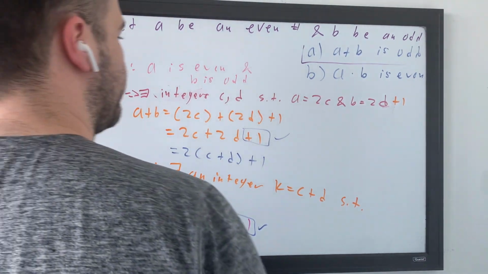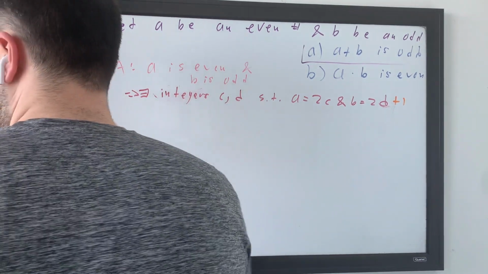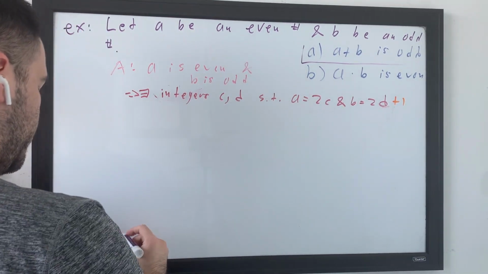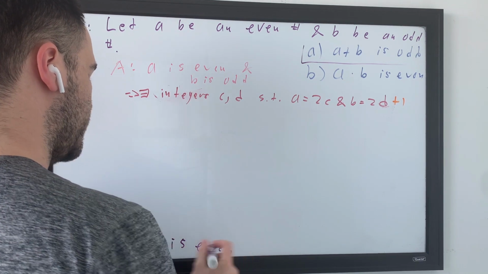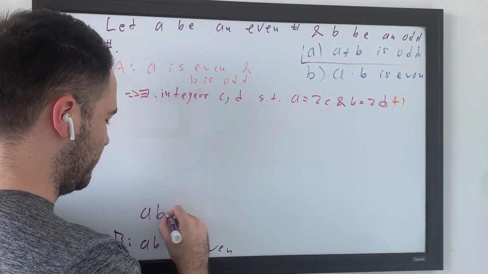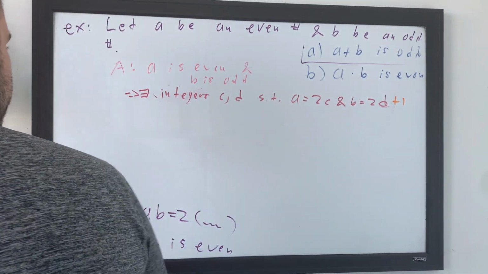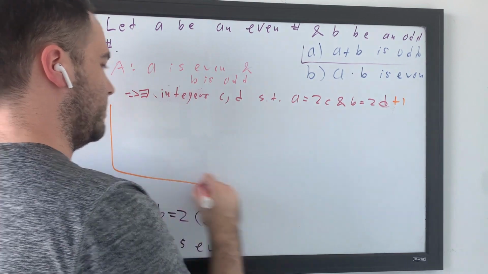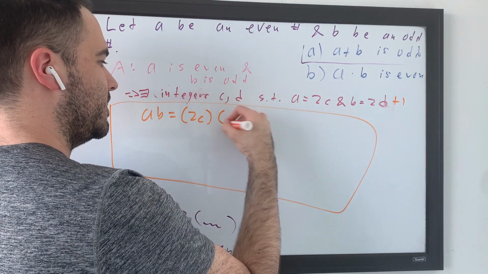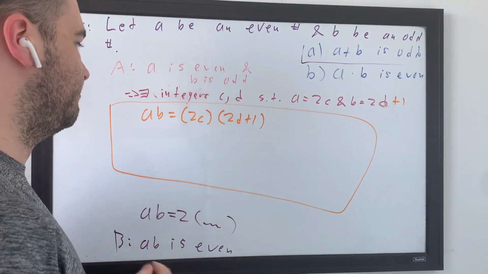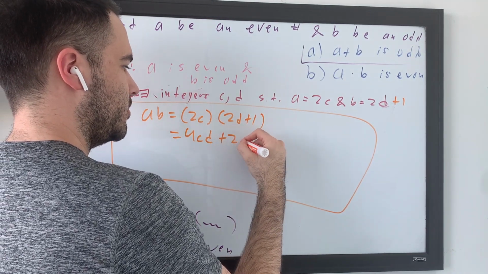Now we can do part B. So again, the first part of this is going to be the exact same. Our assumptions are the same as in part A. Now the only thing that's going to change is that A times B is even. And working backwards, we need to show AB is equal to 2 times something else. Okay, so let's start with the math in between. AB is equal to 2 times C times (2D plus 1). And we can technically expand this out to be 4CD plus 2C.